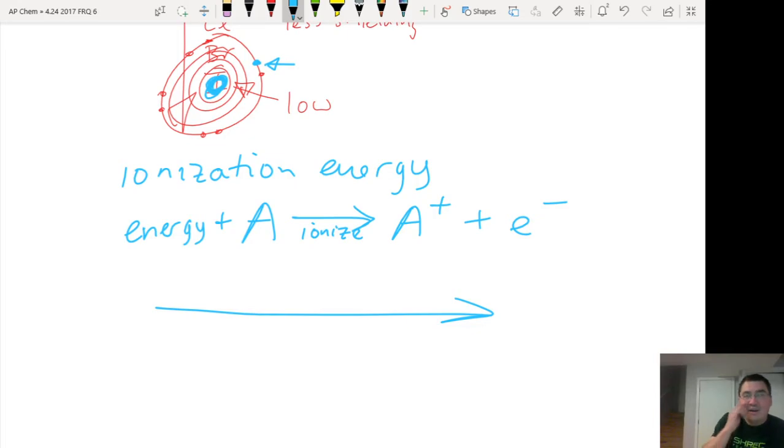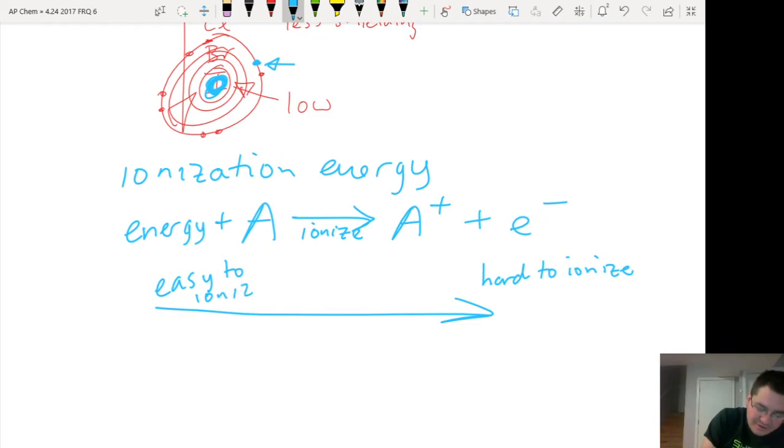Then let's talk about going across a period. Does it get easier or harder to ionize, to remove an electron, as you go to the right? It gets harder. Yep, it's hard to ionize because you can't remove electrons from things like fluorine very easily. These on the left are easy to ionize. So now, in terms of ionization energy, which one is going to require more energy?